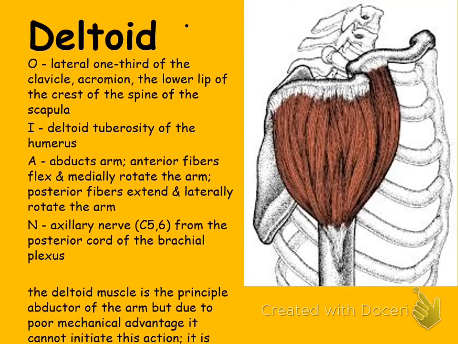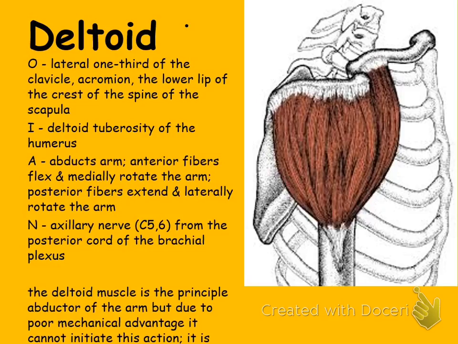Deltoid. This is actually three muscles built into one. Most people only work out their deltoid in one direction in one of these areas, but you can do 3 different exercises for them. Originates on the lateral 1/3 of the clavicle, acromion, and the lower lip of the crest of the spine of the scapula. It inserts then in the deltoid tuberosity of the humerus, down in here. And you can bring it forward, straight out, or slightly posterior. So they have 3 different aspects that you can work with.